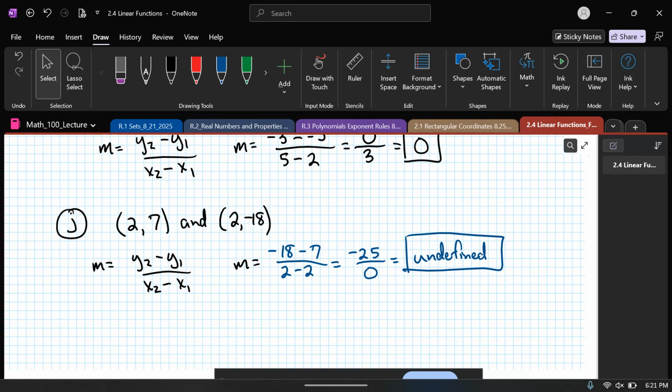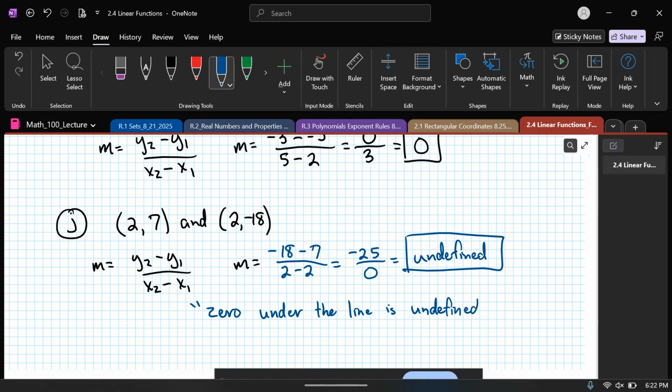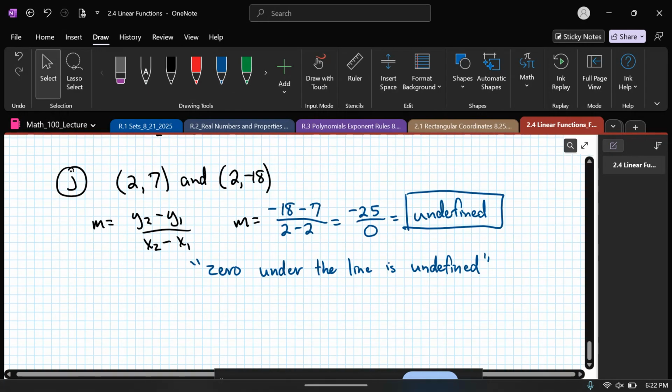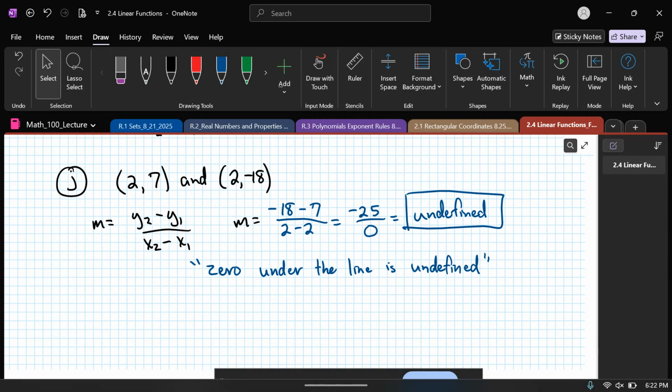She said the way you remember that is 0 under the line is undefined. And I have remembered it that way since the 8th grade. So that helps us there. So undefined slope is a vertical line. So remember that. 0 slope's horizontal. Undefined is vertical. That's handy to know.